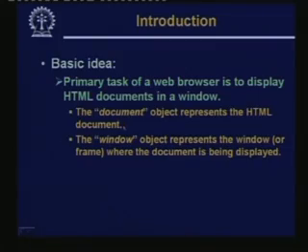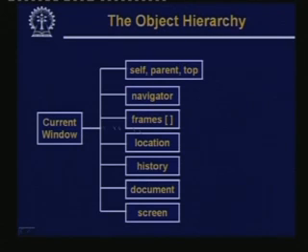So, as I have just said, the document object will represent the HTML document, whereas the window object will represent the window or the frame where the document is actually being displayed. Now, this diagram shows the object hierarchy of window.